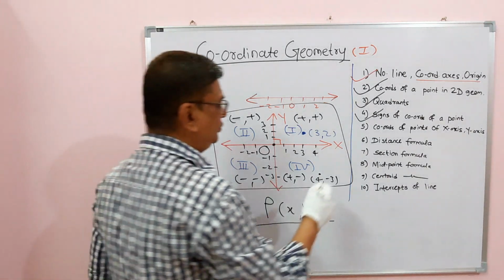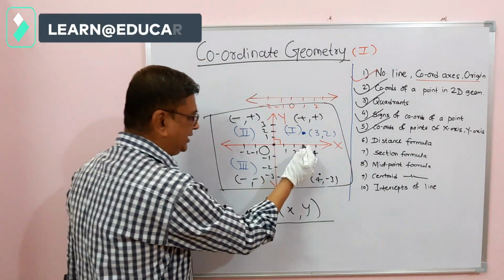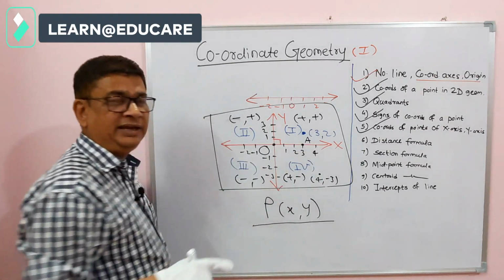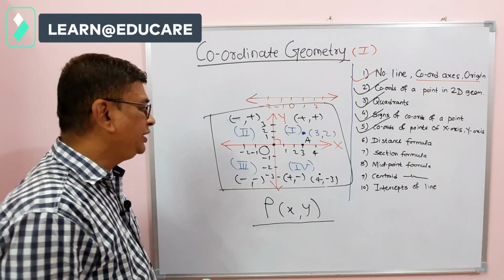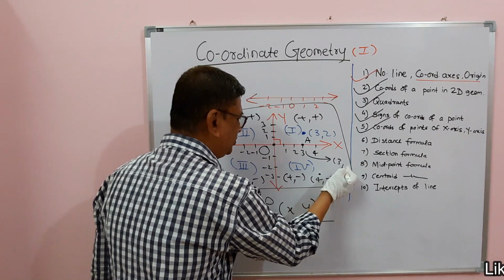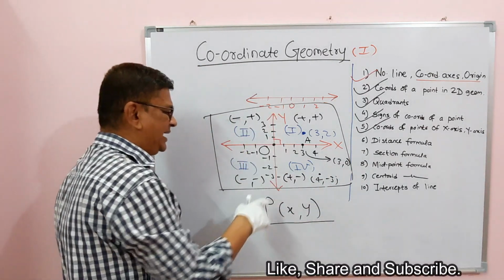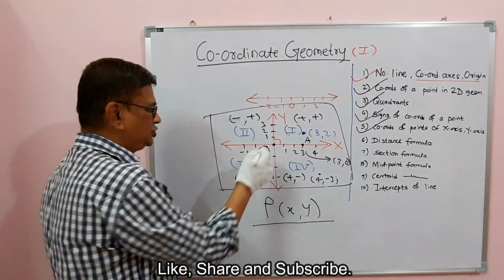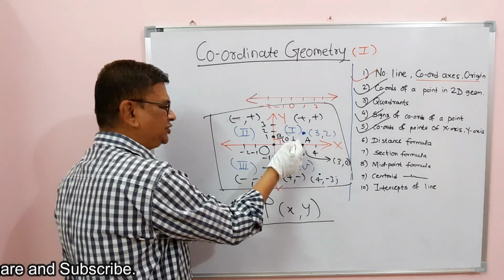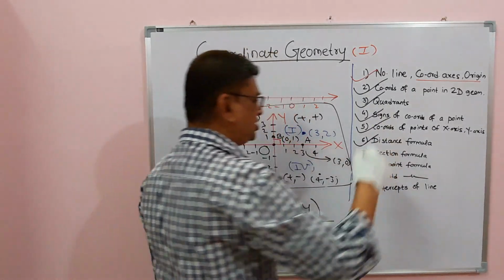Now it is necessary to know the coordinates of points on the axes. Suppose we take this at 3 on the x-axis as point A. Every point on the x-axis has y coordinate 0. For example, this point A can be shown as (3, 0). Similarly, every point on the y-axis has x coordinate 0. So suppose it is this one, this point is denoted by B, and then its coordinates will be (0, 1).